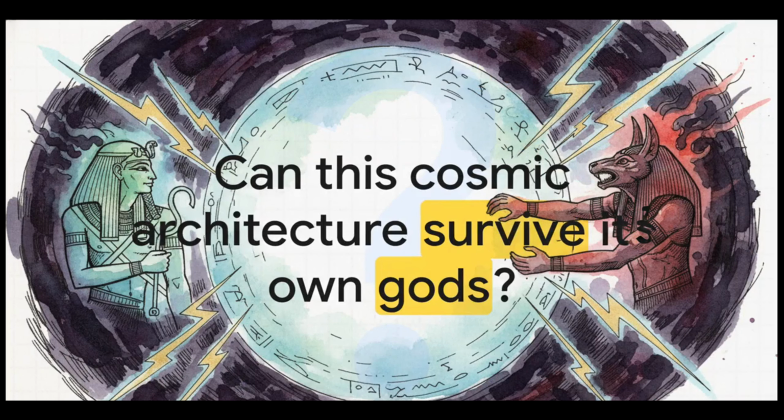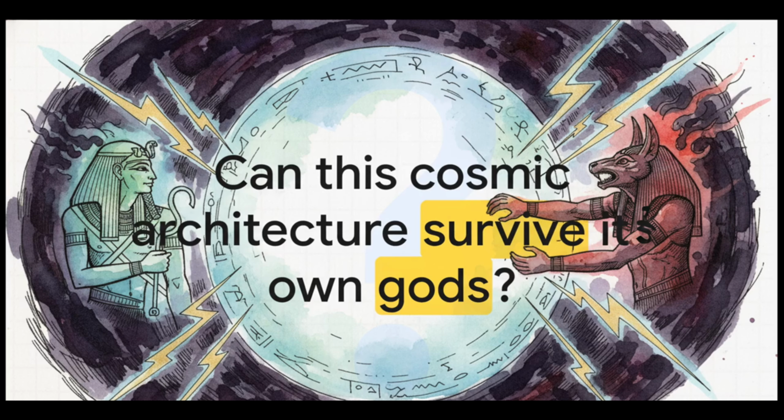But I've got to leave you with one final provocative thought. Can this perfect, fragile cosmic architecture actually survive the jealousy of its own gods? Think about it. We have this delicate bubble of earth and sky floating out in the middle of chaos, held tightly together only by the constant maintenance of Ma'at.